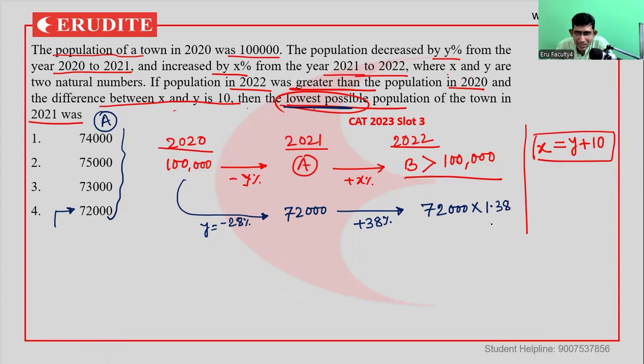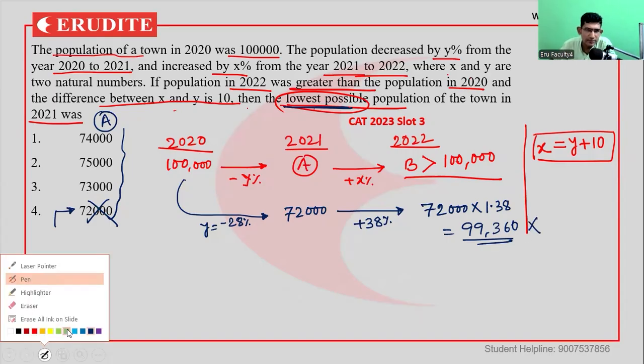Right? It's a little tedious calculation, but as you know, in CAT, we can use an on-screen calculator. ठीक है? तो तुम calculator में मार डाल दो इसको, तो this value will come out to be 99,360. But मुझे चाहिए, as per question, the population has to be more than 100,000. That means this cannot be my answer. ये question को satisfy नहीं कर रहा है. So 72,000 cannot be my answer.